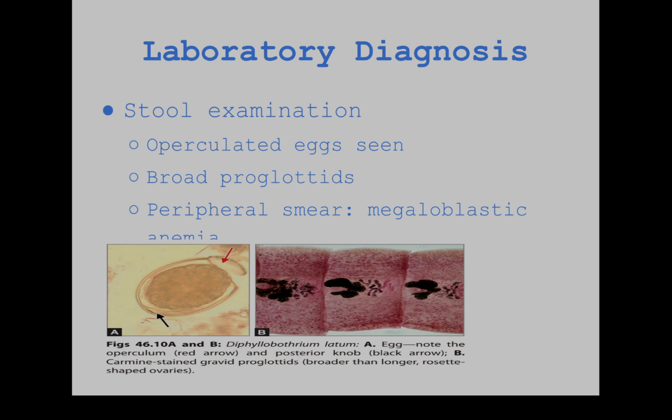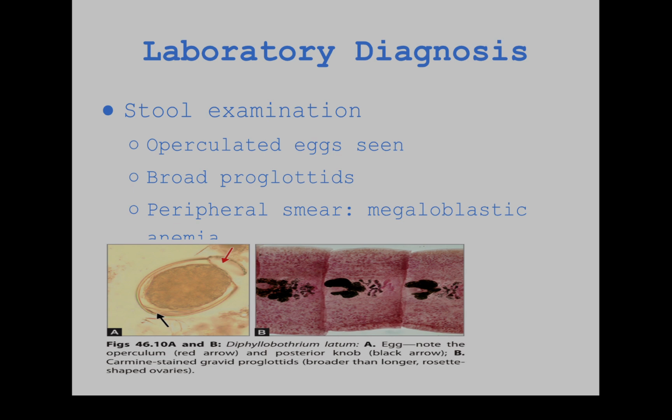I told you that operculated eggs are passed in the stools, and sometimes broad proglottids, meaning their width is more than their length, are also passed in the stool. So stool examination is the main laboratory diagnosis, and the peripheral smear also shows findings of megaloblastic anemia.